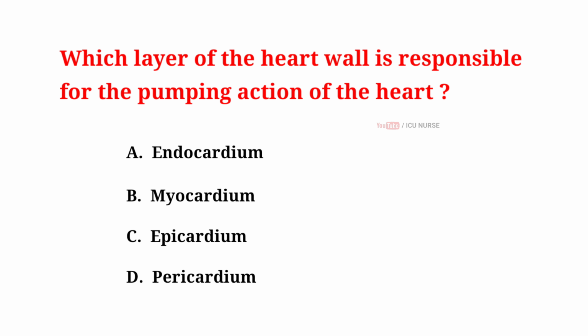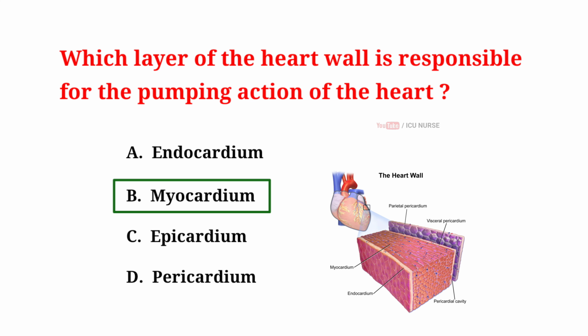Which layer of the heart wall is responsible for the pumping action of the heart? A. Endocardium, B. Myocardium, C. Epicardium, D. Pericardium. And the correct answer is B. Myocardium. The myocardium is the layer of the heart wall responsible for its pumping action. It is composed of cardiac muscle tissue that contracts to propel blood out of the heart chambers.